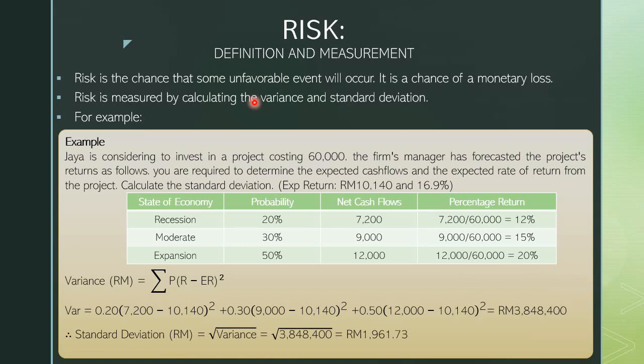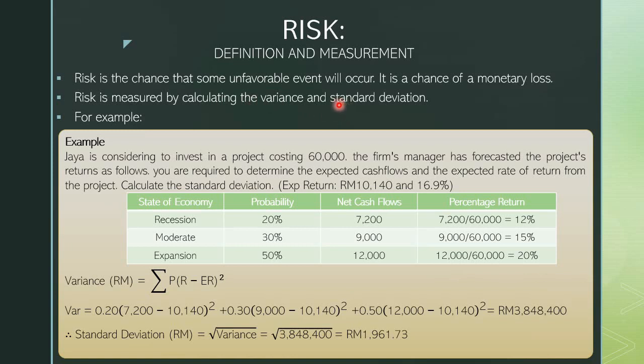Okay, if I know the future, if I know exactly what I'm going to get if I invest in stock A, is there any risk involved if I know the future? So there is no risk involved. Because we do not know the future, there's a chance that our investment might go badly. Then we call that as a risk. So risk is measured by calculating the variance and the standard deviation.